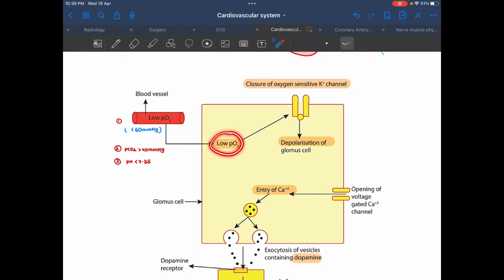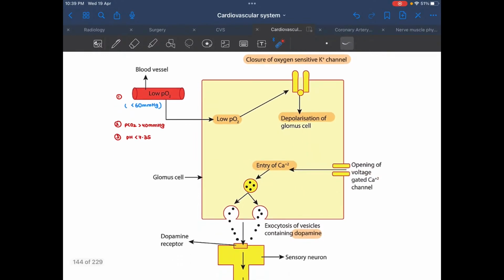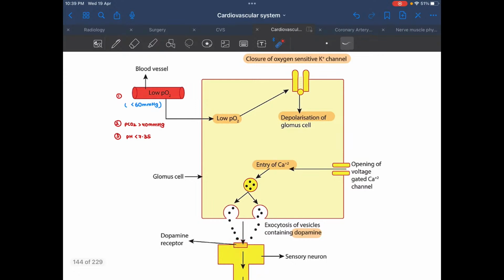So if oxygen is low, we're going to have closure of the oxygen sensitive potassium channel, and depolarization of the glomus cell. As soon as depolarization happens, voltage gated calcium channels are going to open. We're going to see an increased amount of calcium coming in. And the nerves which carry from the chemoreceptors, mainly your 10th nerve, are going to get stimulated.